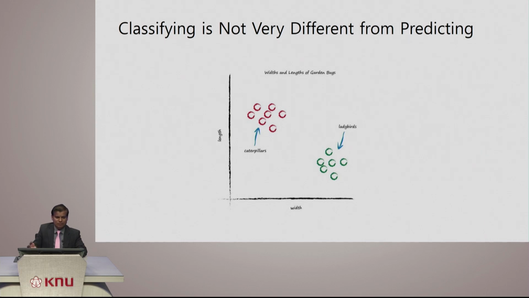So in the previous example we were trying to predict the value of C, right? But in this example that we are going to see here, you can see there are two categories, one is a caterpillar, the other one is the ladybug, and the width and length of these bugs are given to us. So based on that we are going to see how this can be classified.